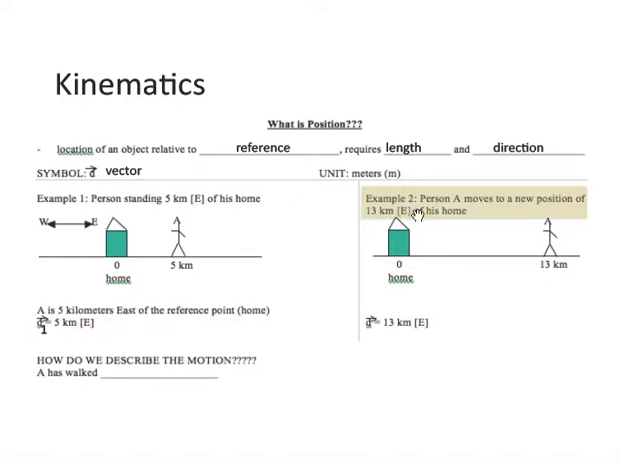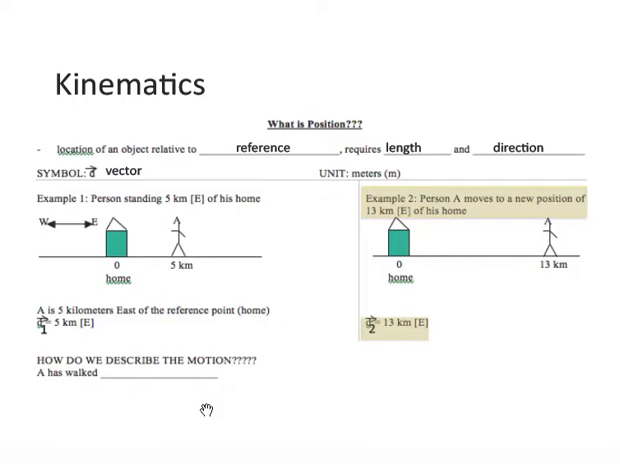Now, in this second example, the same person has now moved to a new position, 13 kilometers east of their home. Specifically, if we want to show in physics that a person has moved to a new position or a final position, we normally use the subscript 2, 2 standing for final. So please add these subscripts to your notes. d1 equals 5 kilometers east. That's their initial position, east of the reference point, the home. And d2 is 13 kilometers east of the reference point, or their home.